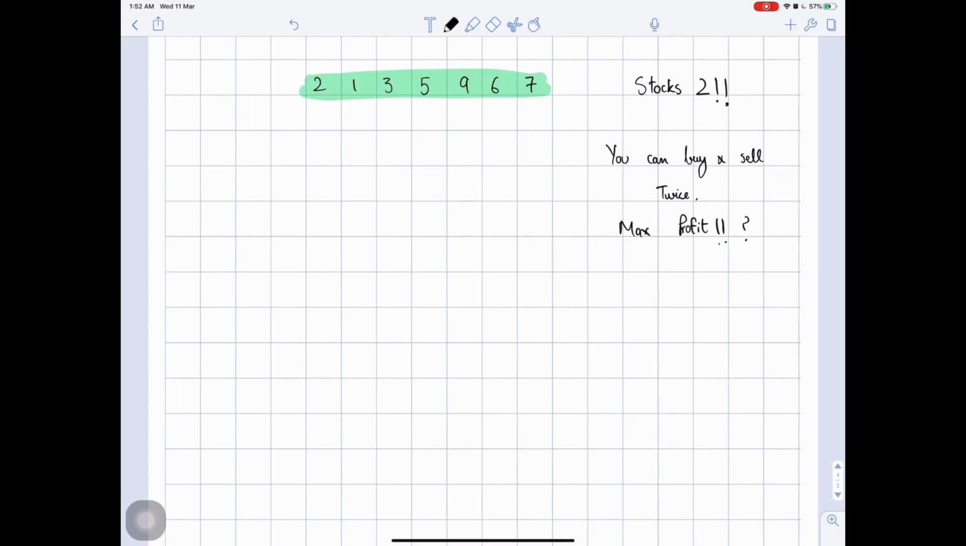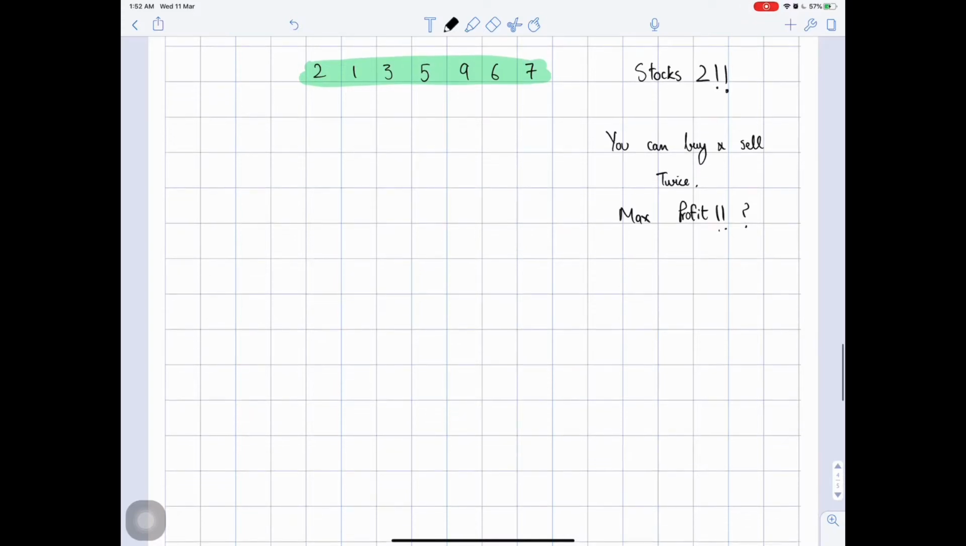Hey, so we have this question where we are given the price of the stocks on a number of days, and we have to tell what is the maximum profit that we can get with these constraints. We can buy and sell the stocks twice, but we can't do it in parallel, so we can't hold a stock. You have to buy it first, then sell it, then buy again, then sell it again. So these are sequential steps that you have to do.